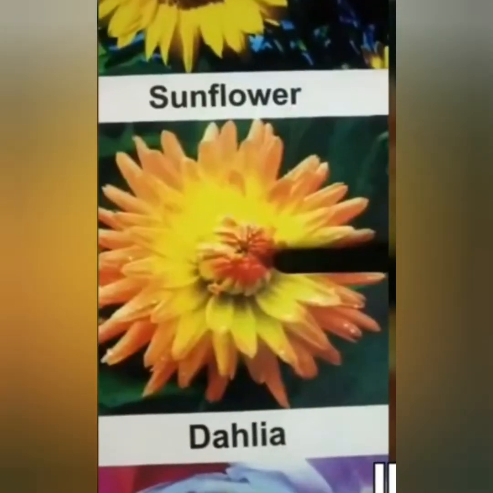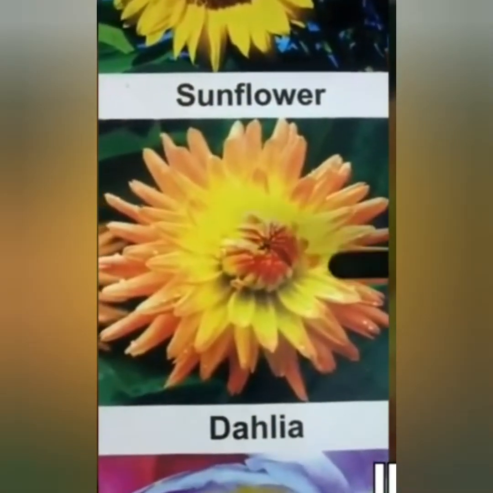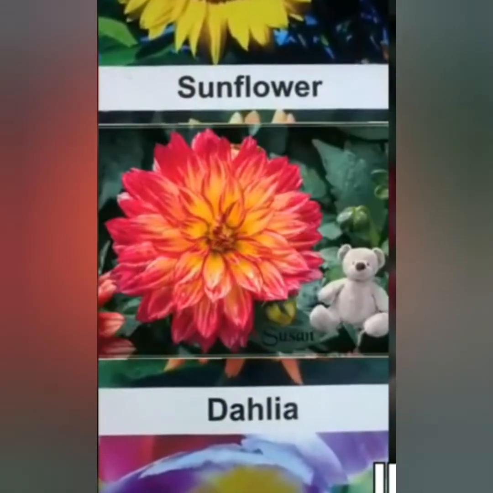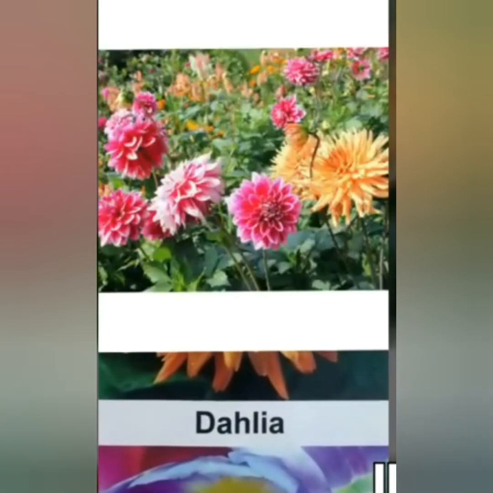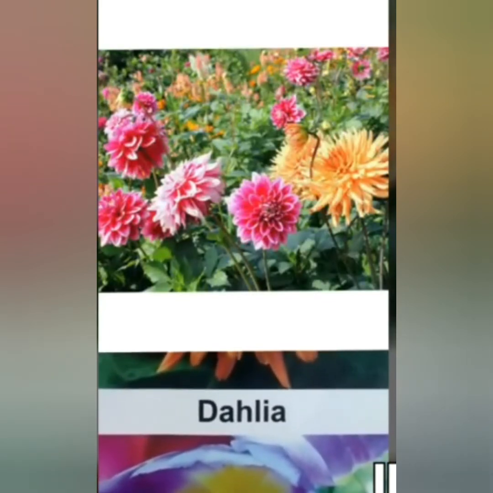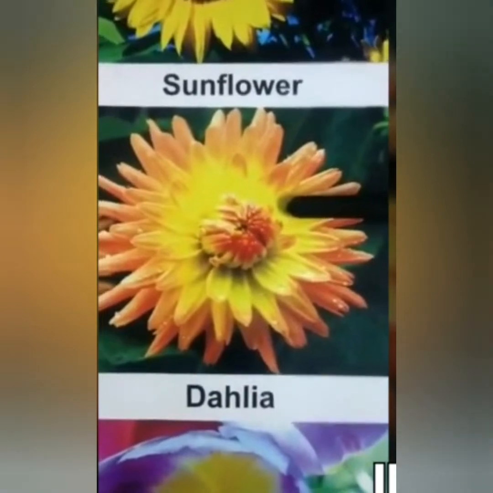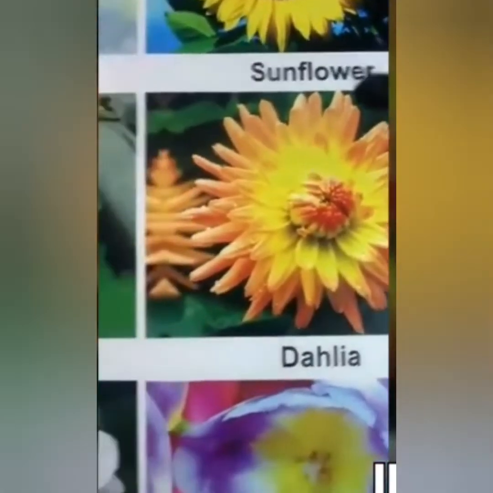What is this? This is dahlia. It comes in different colors and it is a very big flower. It looks so beautiful. D for dahlia.